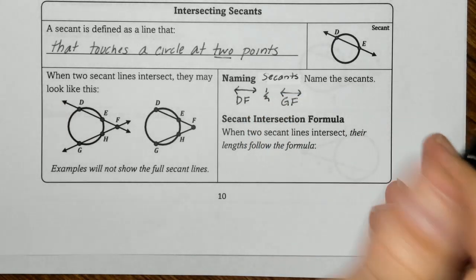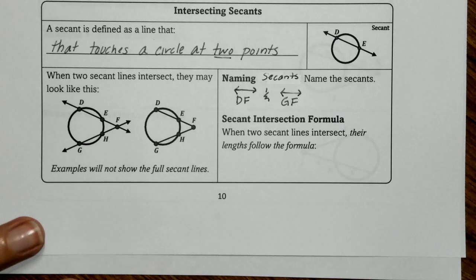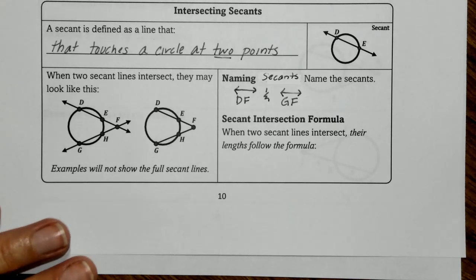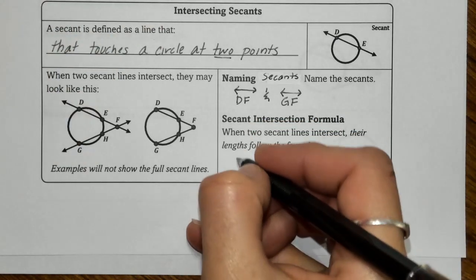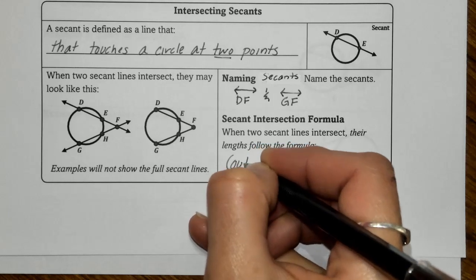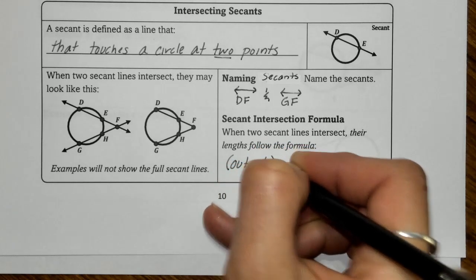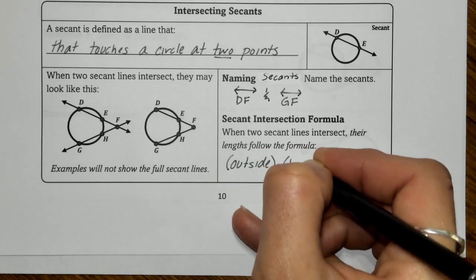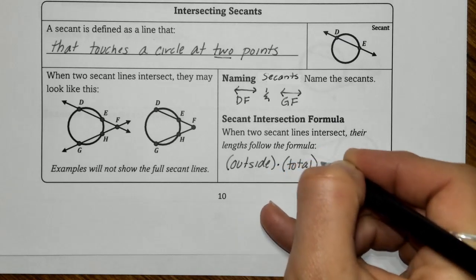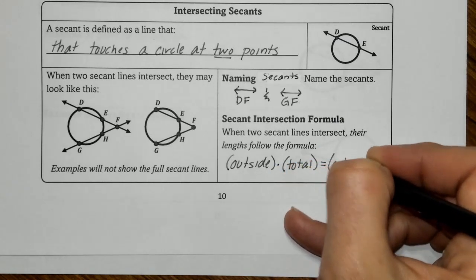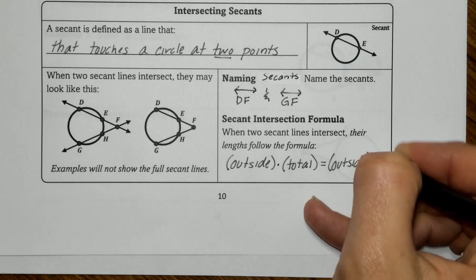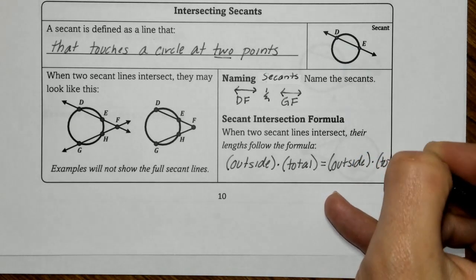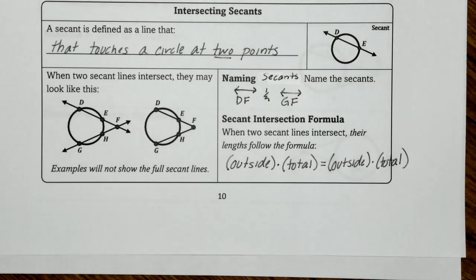So the formula now is going to be, and this is where you have to be careful with this formula, okay? This is going to be outside times total equals outside times total. And let's turn to the next page and see exactly what this looks like. And you bet I'm going to have my colors. I'm going to have 3 different colors.